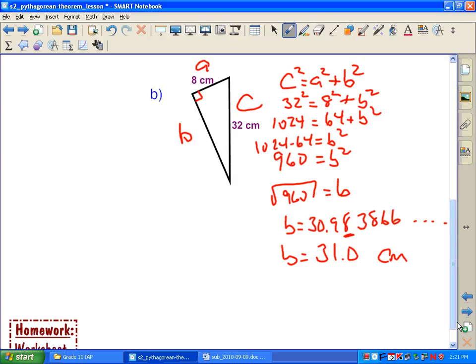Okay, so it is homework time. You're going to be getting a worksheet. Try and do as much of the worksheet as you can, and there will be a homework check on this when I get back on Monday.